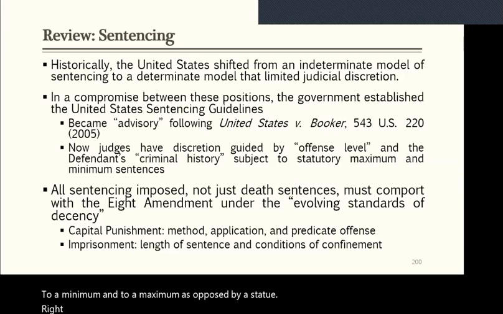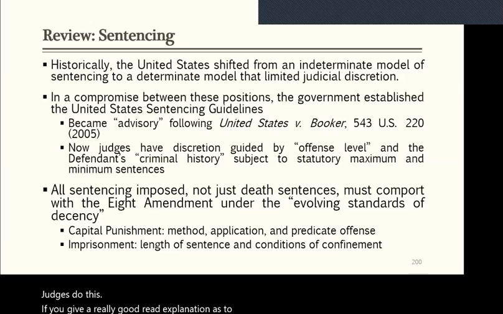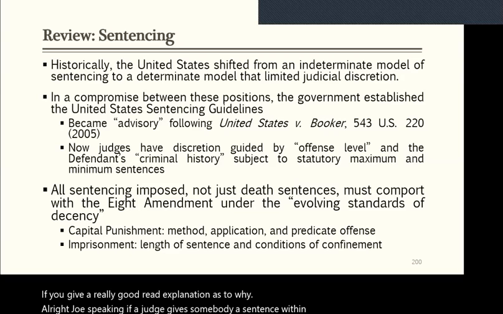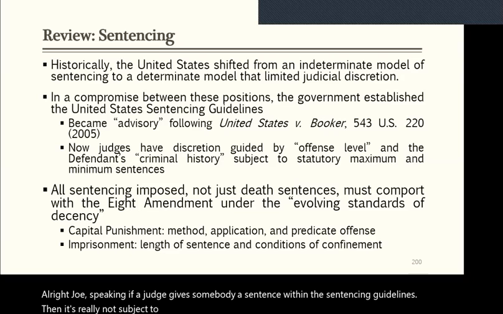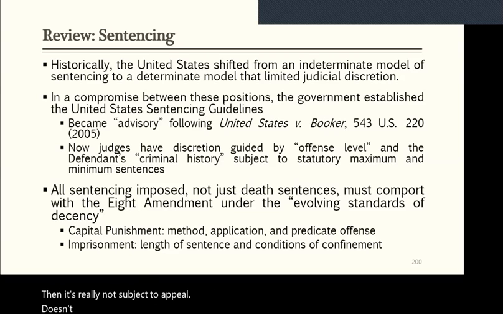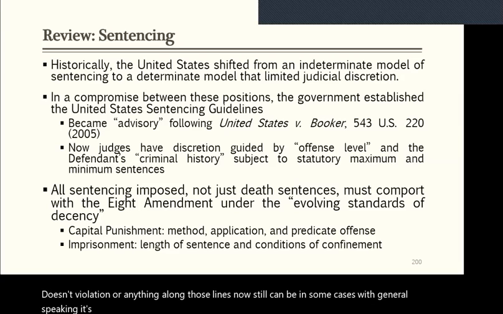So when judges do this, they have to give a really good explanation as to why, right? Generally speaking, if a judge gives somebody a sentence within the sentencing guidelines, then it's really not subject to appeal as an Eighth Amendment violation or anything along those lines. Now, it still can be in some cases, but generally speaking, it's not. That being said, now judges do have discretion, right?